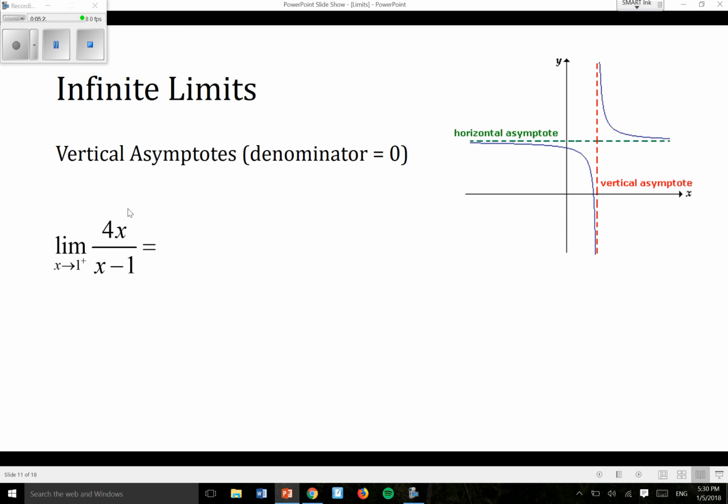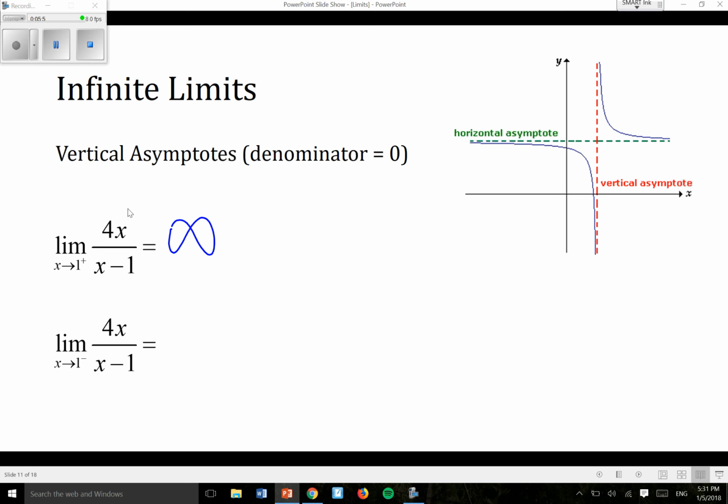It's like 0.00001. If we take 4 divided by 0.00001, we get a really big number. And the closer we get to 1, the bigger that number becomes. That means that this limit is approaching positive infinity. As we get closer and closer to 1, our y values just get really, really big, and we're going to infinity.